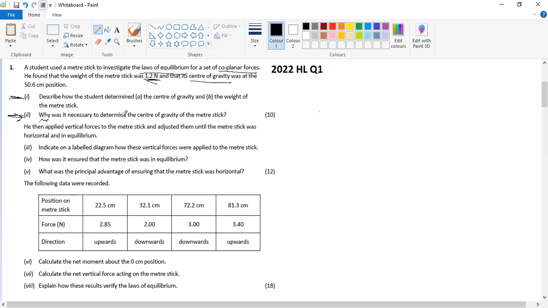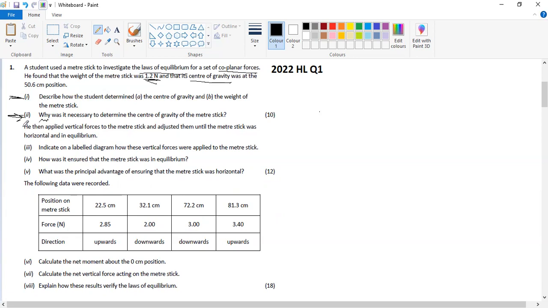So why was it necessary to determine the center of gravity of the meter stick? Why do we care? Why are we doing that? It's easy enough, well, most of us find it not too hard to rattle off a procedure, but why are we doing these steps? Okay, so we'll answer that too.